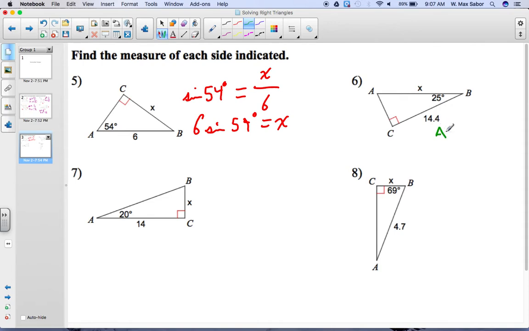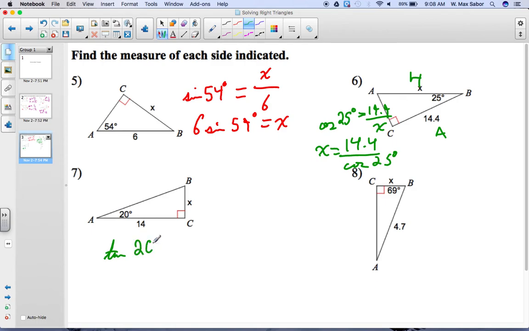This is adjacent and hypotenuse, so cosine of 25 degrees is 14.4 over x. In order to get x in the numerator, we're going to multiply by x and divide by cosine. So x equals 14.4 divided by cosine of 25 degrees. Here we have tangent, which connects opposite and adjacent sides, multiplying by 14.